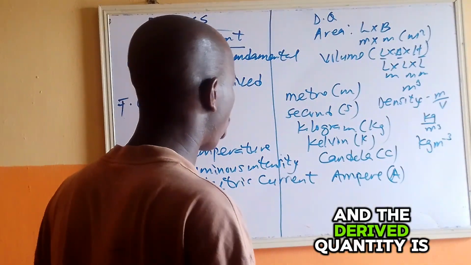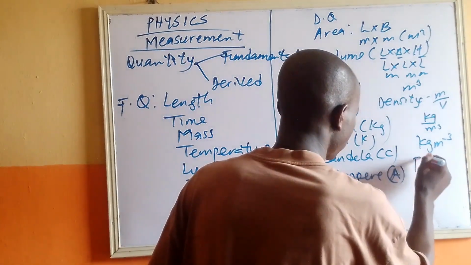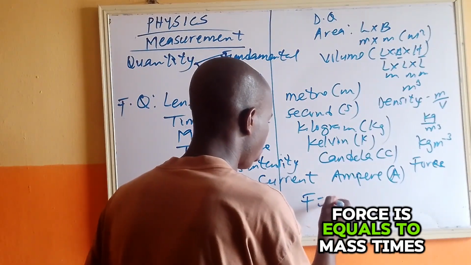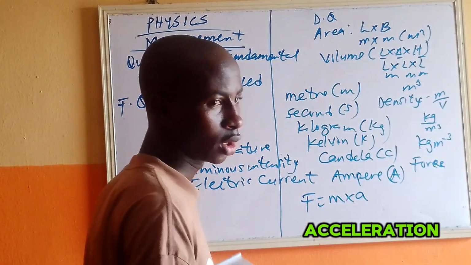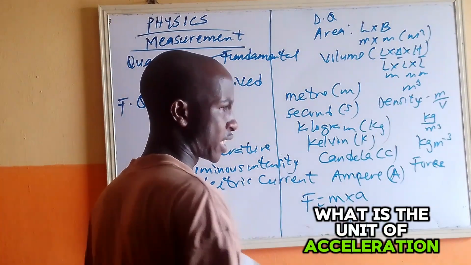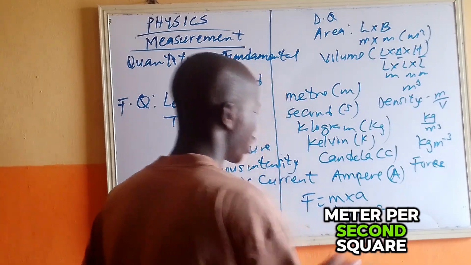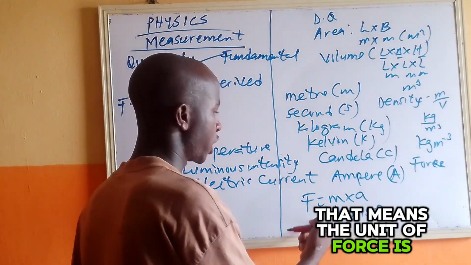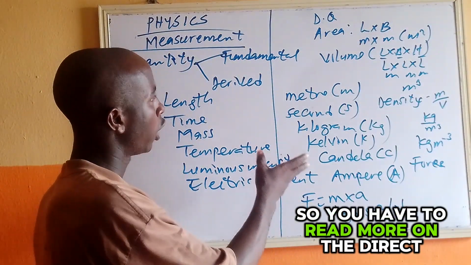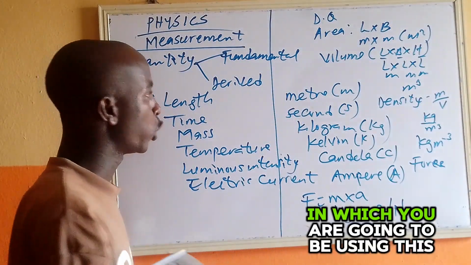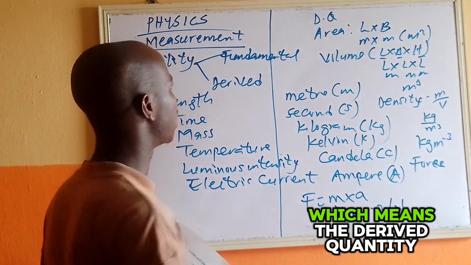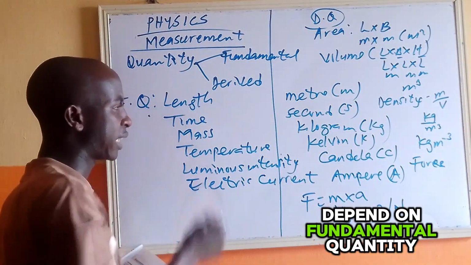Another derived quantity is force. What is the formula for force? Force is equal to mass times acceleration. So what is the unit of mass? Kg. What is the unit of acceleration? Meter per second square. That means the unit of force is kilogram meter per second square, or Newton. So you have to read more on the derived quantities, in which we use these to derive the units for them, which means the derived quantities depend on fundamental quantities.